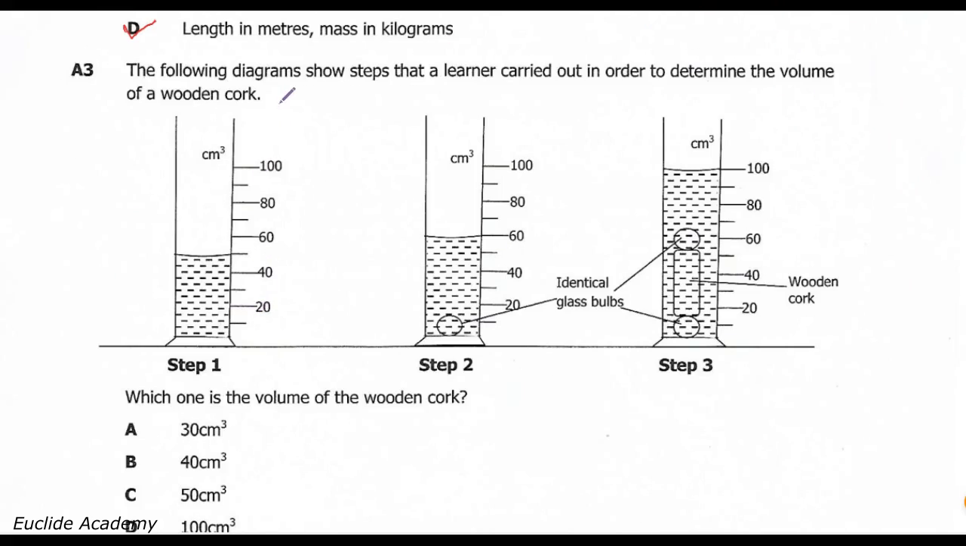The following diagrams show steps that a learner carried out in order to determine the volume of a wooden cork. Okay, so which one is the volume of the wooden cork? So these are what this learner did to find the volume. So number one, they collected water, step one, in a beaker. The beaker was 100 mL or centimeters cubed, and then they added the cork and then the identical glass bulbs.